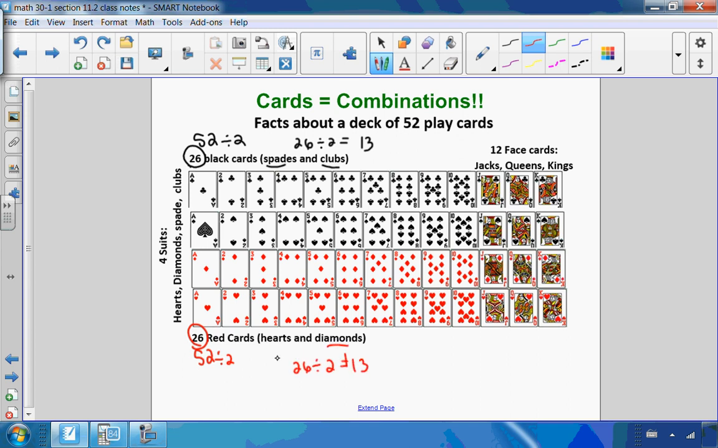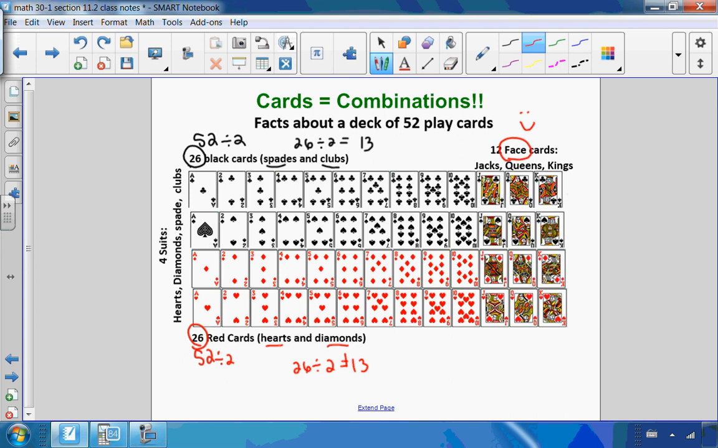There are 13 diamonds and 13 hearts. So you can see that each suit, there are 4 of them: hearts, diamonds, spades, and clubs, has 13 cards in them. In addition to that, there are 12 cards that are considered face cards, face because they actually have a face, and those are jacks, queens, and kings.